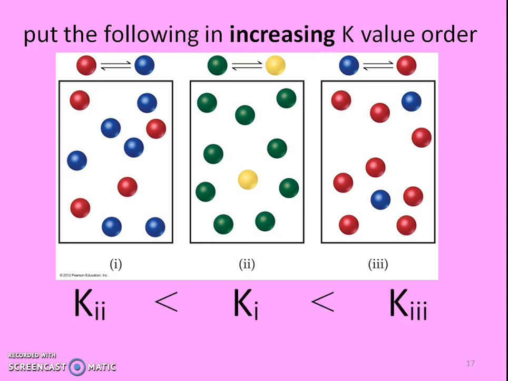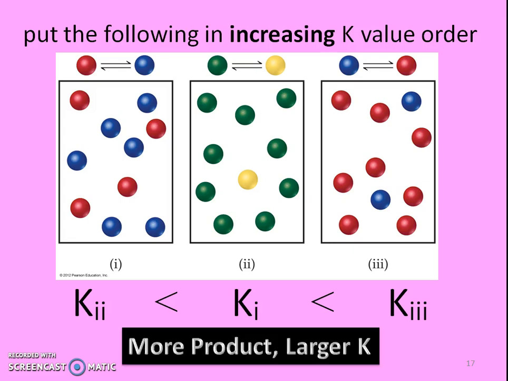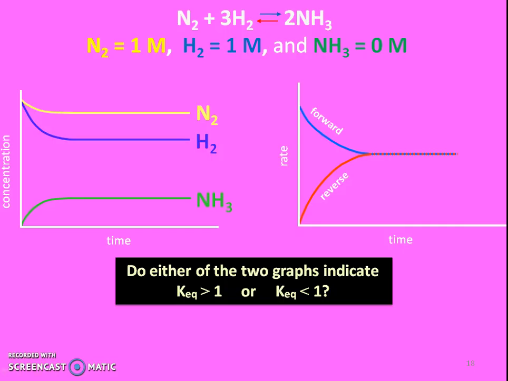Hopefully you got that information, and again, you're just kind of counting the dots, and this is something that the AP people like to do, give you some kind of visual, and then how would you explain it? Well, there's more products, meaning that you have a larger K, your value on top of your ratio would be larger, all of those good things.